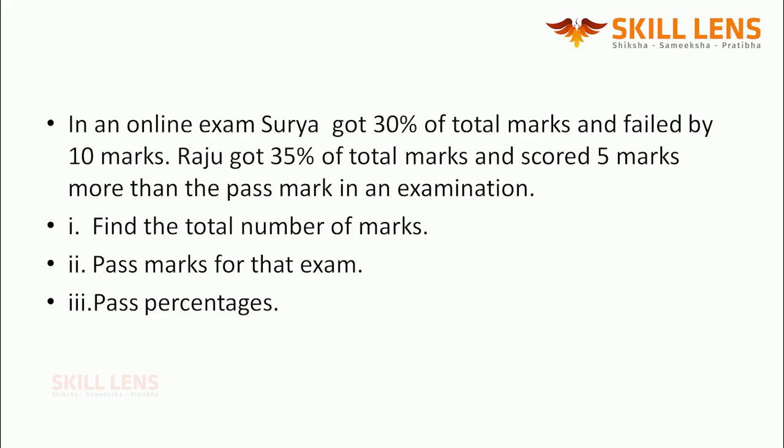In an online exam, Surya got 30% of total marks and failed by 10 marks. Raju got 35% of total marks and scored 5 marks more than the pass mark in that particular exam. Followed by that, you have 3 questions. Question number 1, find the total marks. Question number 2, pass marks for the exam. Question number 3, pass percentage. Okay, so let's see the solution.